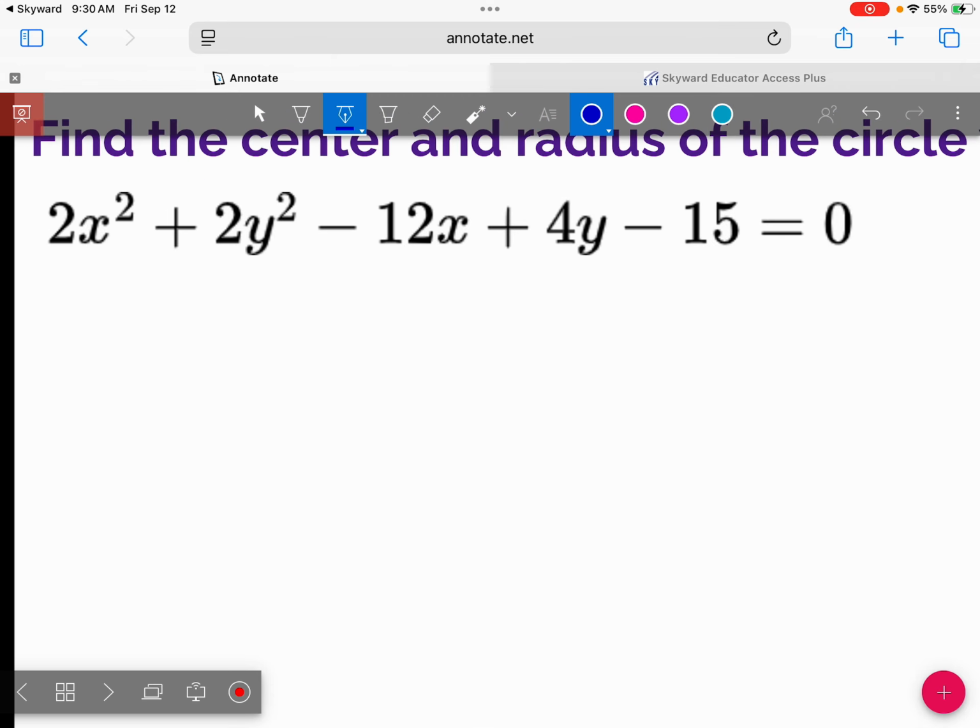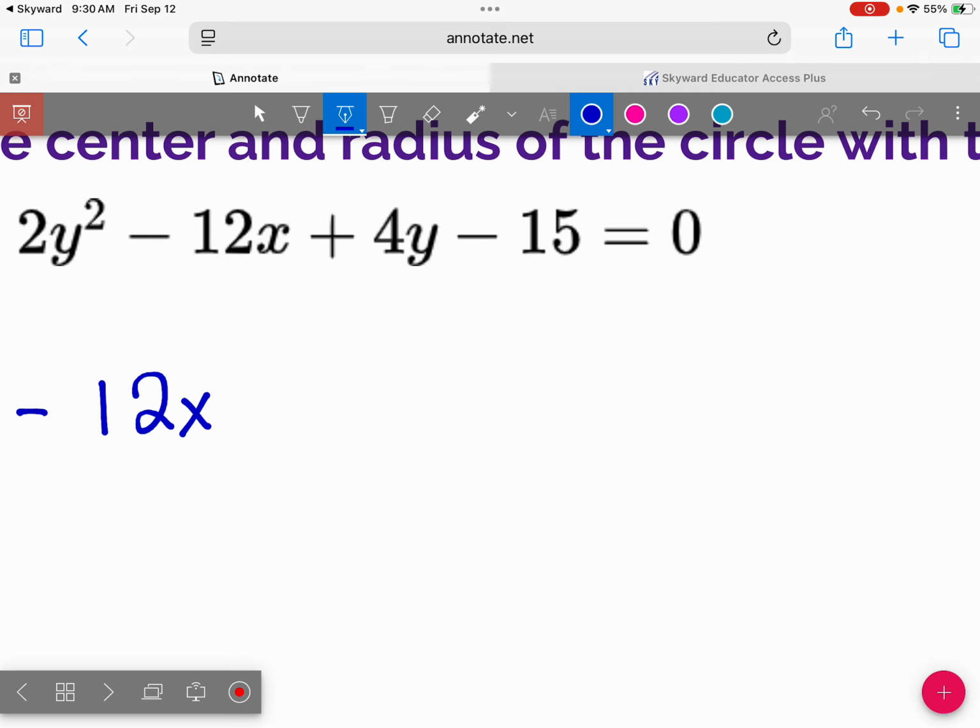At the same time, I'm going to do my shuffle. Put my x's together, put my y's together. So I'm going to have my 2x squared and our minus 12x and our 2y squared and our 4y, we can deal with fractions, equals 15.